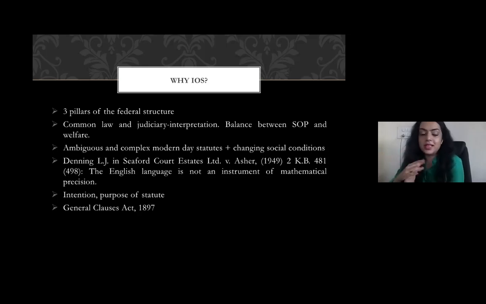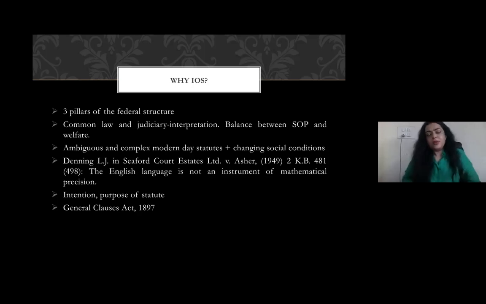And the modern day statutes, as we know, are often ambiguous, complex statutes, and there are ever evolving social conditions. So in light of all of these, it's important to know what techniques or what tools of interpretation have to be used by the court to understand any particular statute.